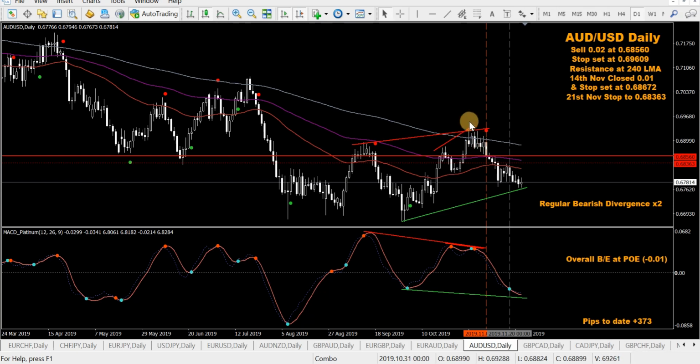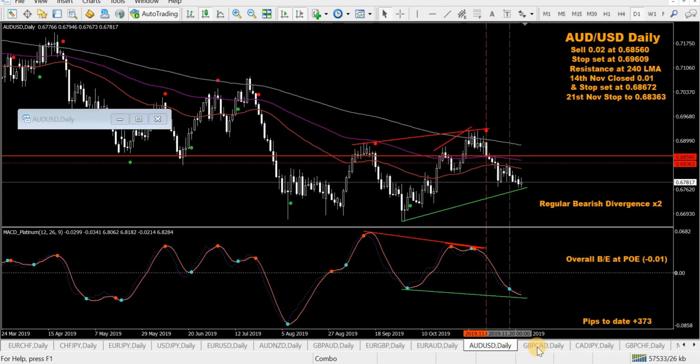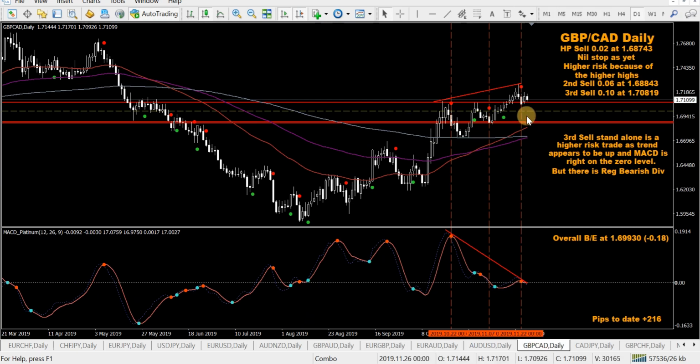Which means that it took out this high, and the trend could be changing. Pound CAD, oh yeah, it's starting to look all right. This is a high risk one. I'm in 3 sell trades, as you can see. My overall break even's not that far away on the pound CAD.